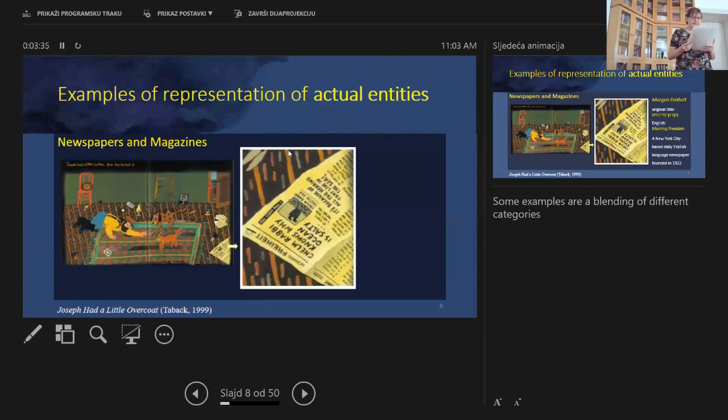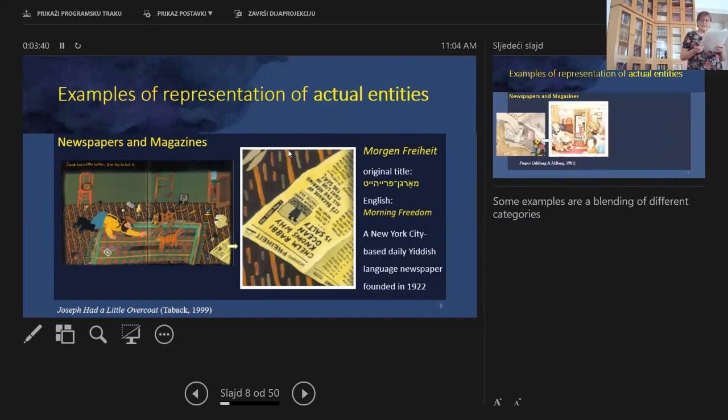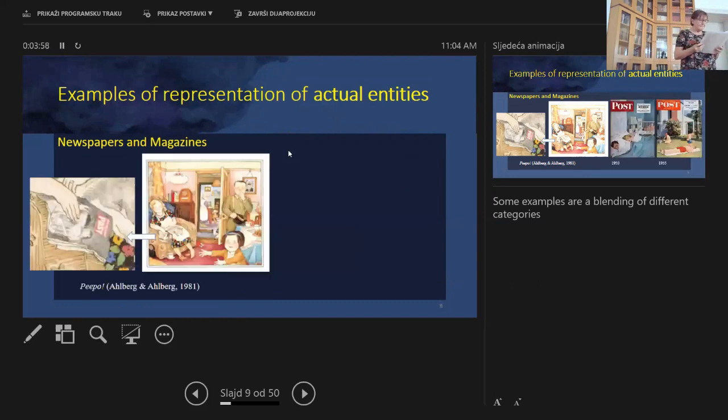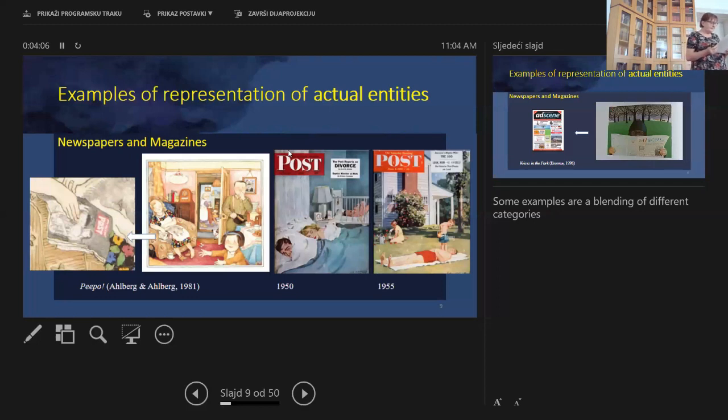The next category is newspapers and magazines. We can see imitations of real newspapers in this and following examples. So you can see the name of the newspaper down there, Morgen Freiheit, which is an actual newspaper. Mother drops a fictional issue of the Saturday Evening Post from the 1950s. This sets the story in the past, together with other details in the image.